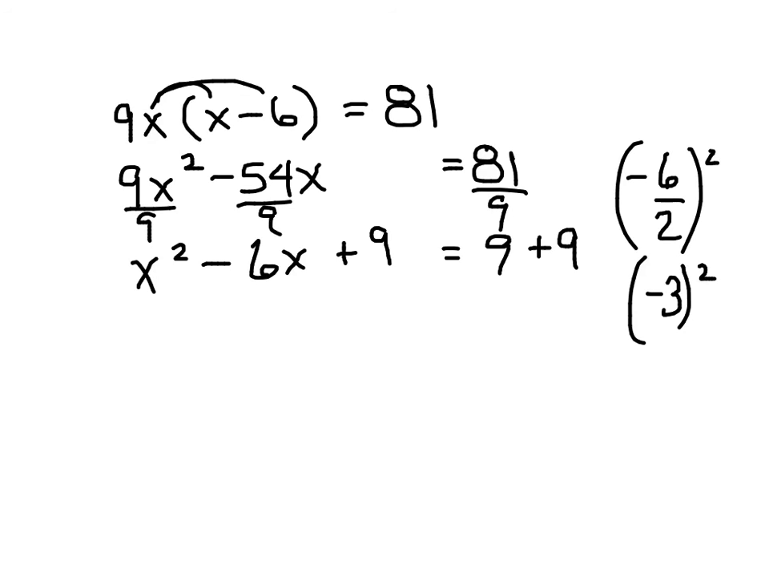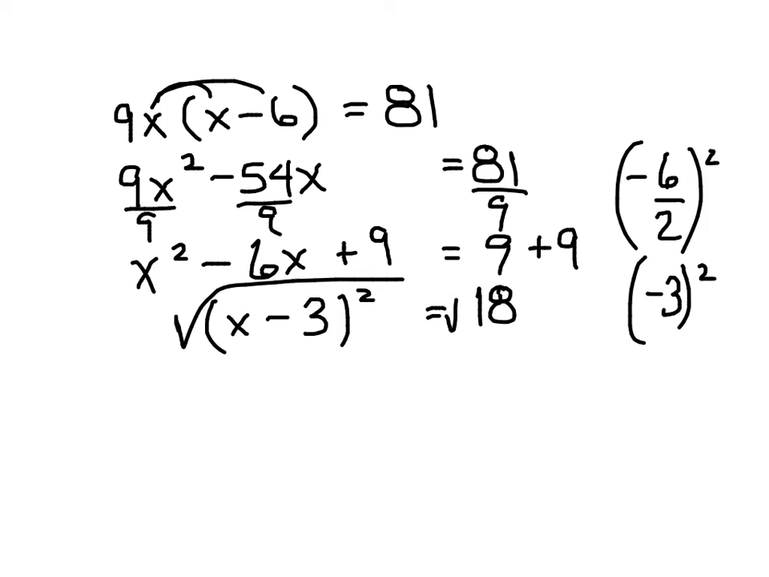Okay? Now, factoring it. What times what gives me x squared? X. What times what gives me 9 but adds to be negative 6? Good. What's 9 plus 9? Awesome. Now what? I root it. X minus 3 equals plus or minus.